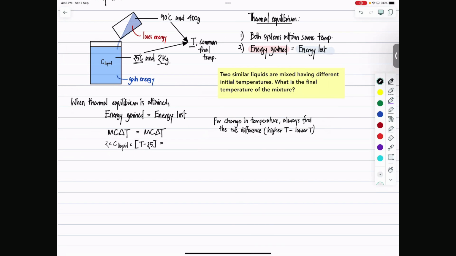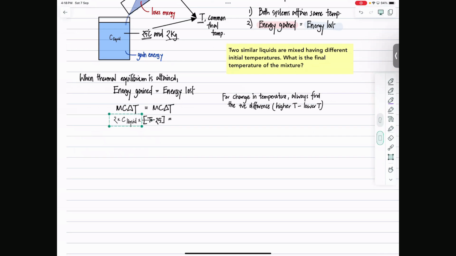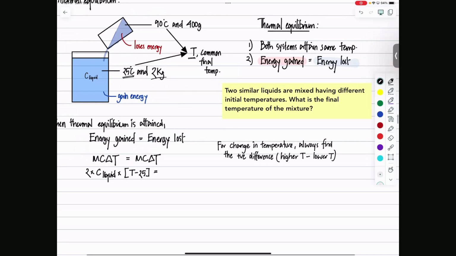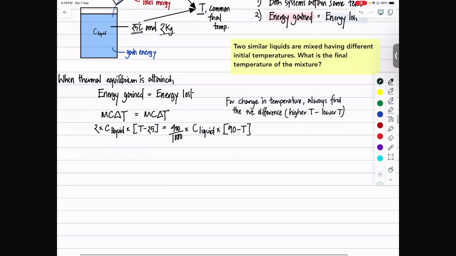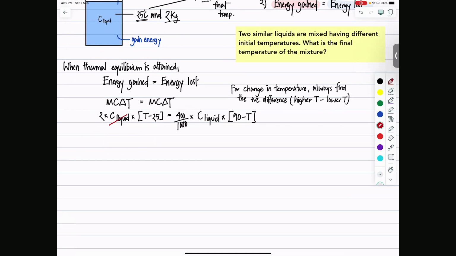So what should be my other part? On the other side, what will it be? Again, same thing, but what's the mass going to be this time? Is the mass going to be 400, or do I need to convert this? Convert, right? So what should that be? 400 divided by 1000, because you need it to be in kilograms, into again C of liquid, because we're mixing the same liquid. C of liquid into what is the change in temperature this time around? 90 minus T, because it's higher to lower, right? So you'll find out that the specific heat capacity of the liquid cancels out, right? And you have this T that you need to solve for.